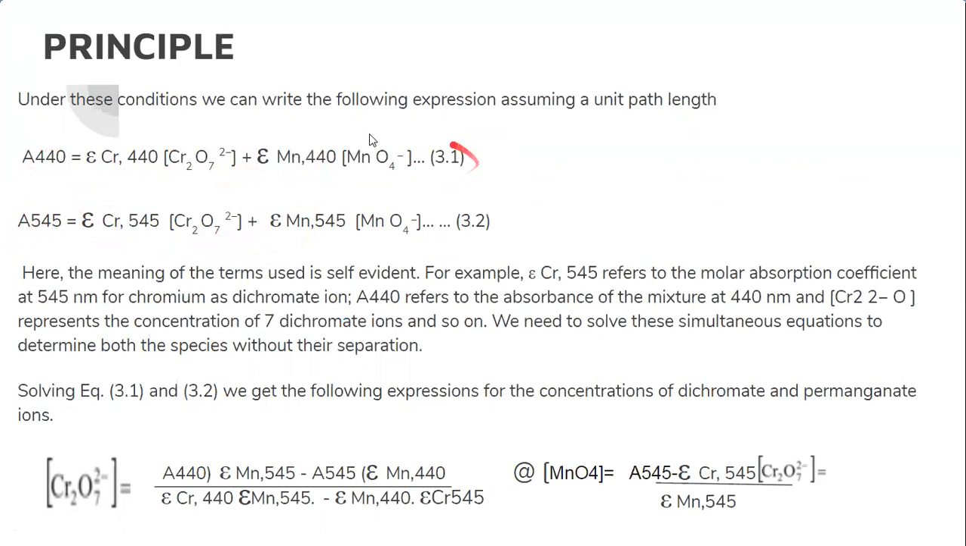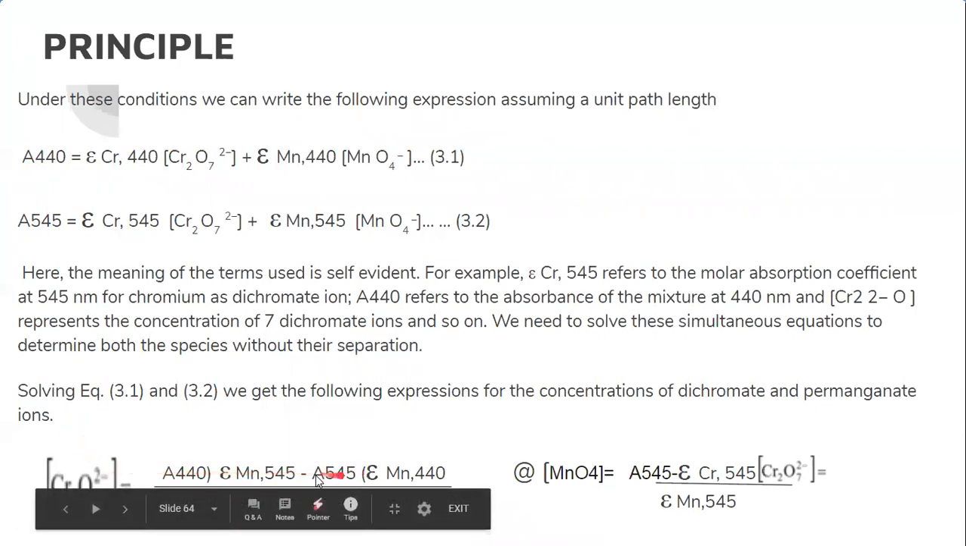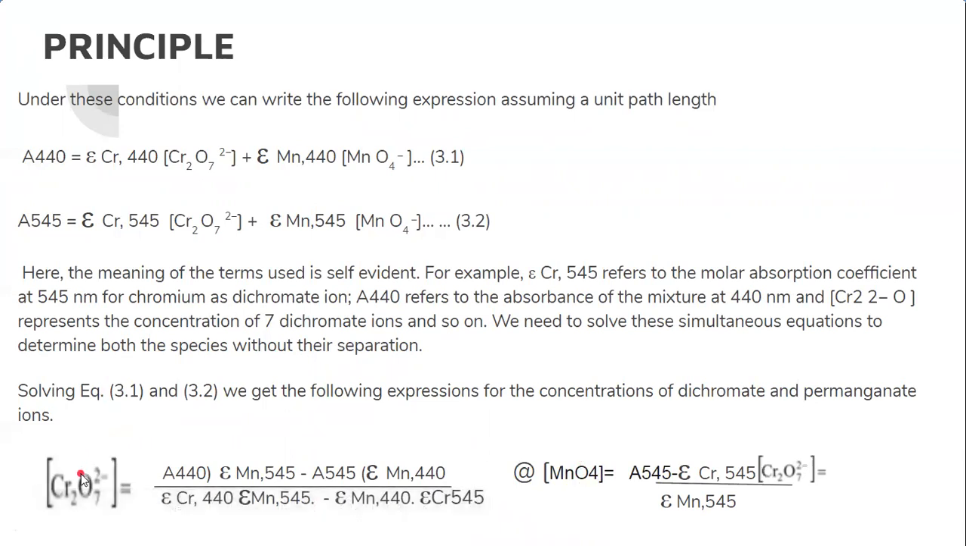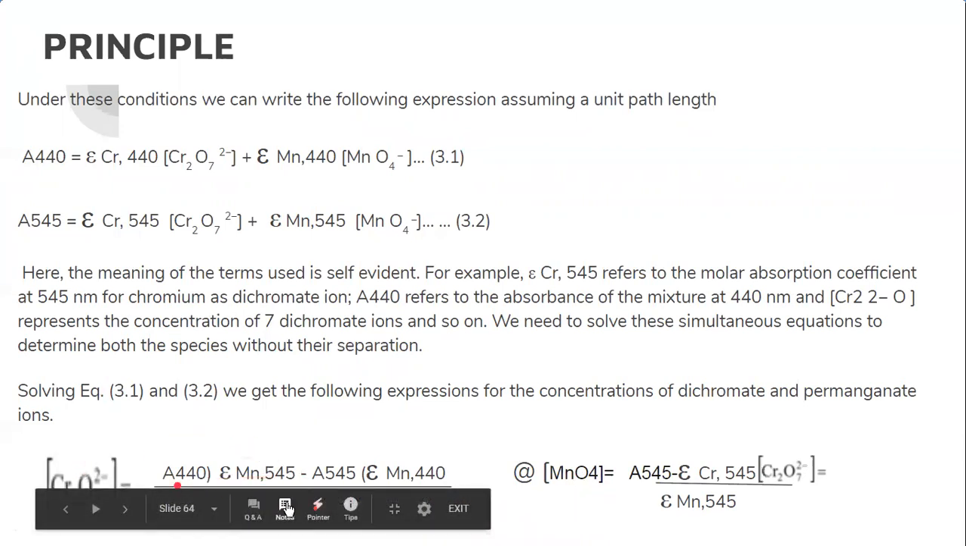So by substituting in this formula, by 3.1 and 3.2, we can calculate the theoretical absorbance at 545 nanometers as well as 440 nanometers. That will be used in step 2. In step 3, what do we do? By using these equations, we find the concentration of the unknown KMnO4 solution, that means the concentration of KMnO4 present in the sample solution, and the concentration of potassium dichromate present in the sample solution, by using this formula.